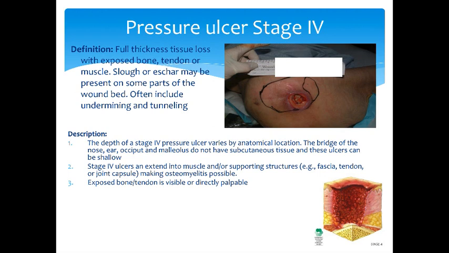So one of the defining characteristics of a stage 4 is you're going to see bone, tendon, or muscle. And if you've never seen it, once you see it, you're never going to forget it because it's just very defined. I mean, it has its own look. It looks way different than tissue, okay? So when you see it, you'll know, and that's very serious.